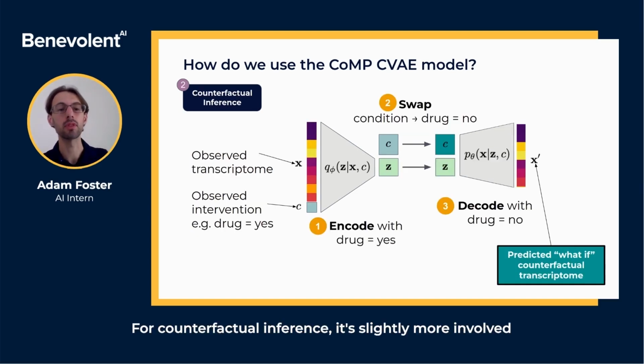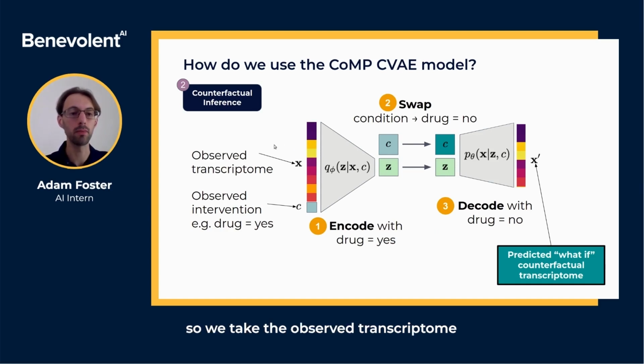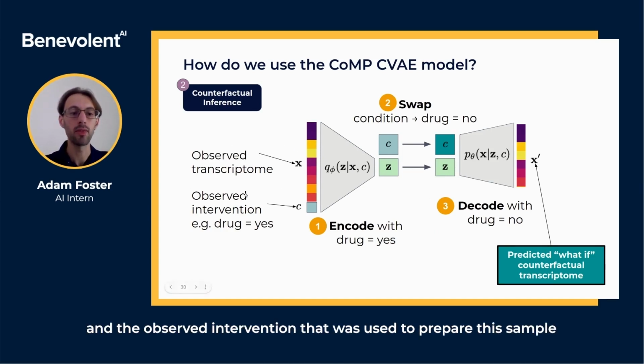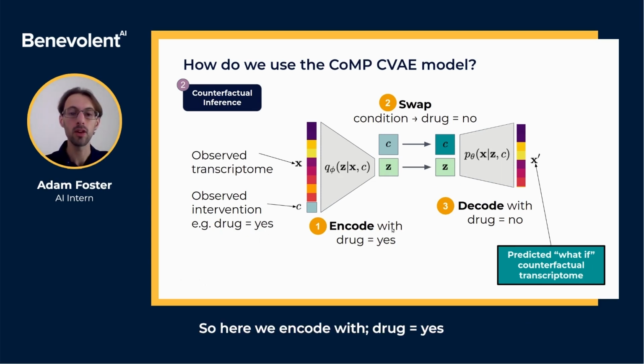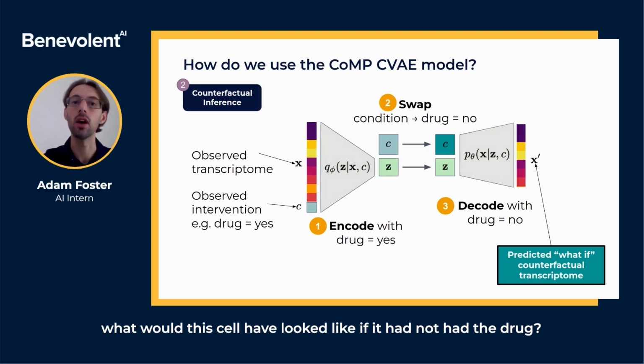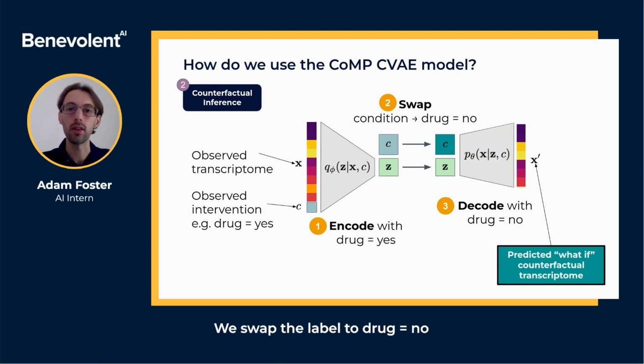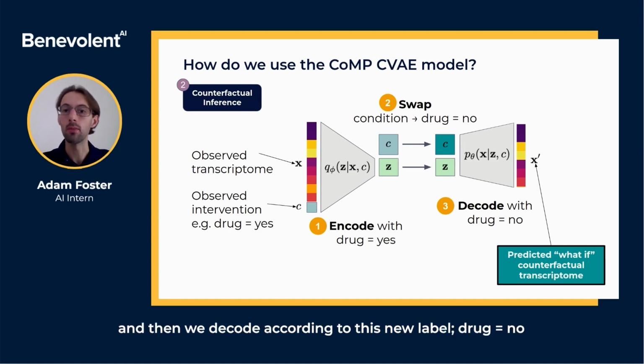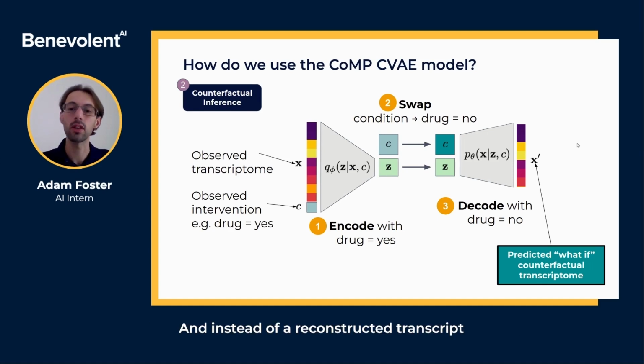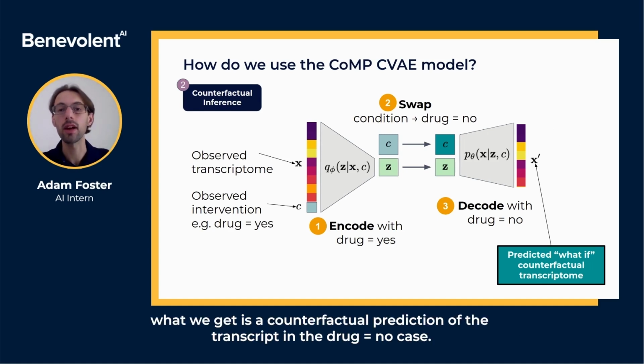For counterfactual inference, it's slightly more involved. So we take the observed transcriptome and the observed intervention that was used to prepare this sample. So here we encode with drug equals yes. Then we obtain our latent representation. Now, to make a counterfactual prediction, what would this cell have looked like if it had not had the drug? We swap the label to drug equals no, and then we decode according to this new label. And instead of a reconstructed transcript, what we get is a counterfactual prediction of the transcript in the drug equals no case.